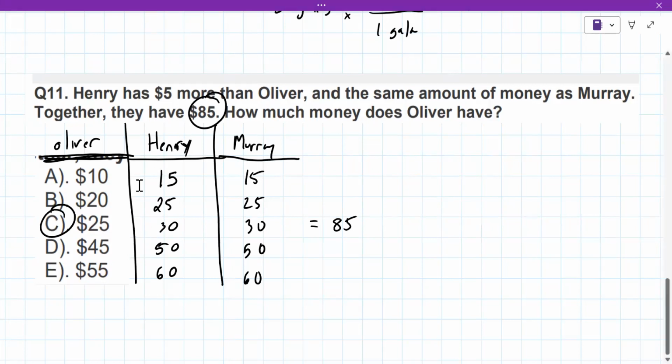So I call that the table method. It's using the answers to create more tables to be able to answer the question rather than writing equations.